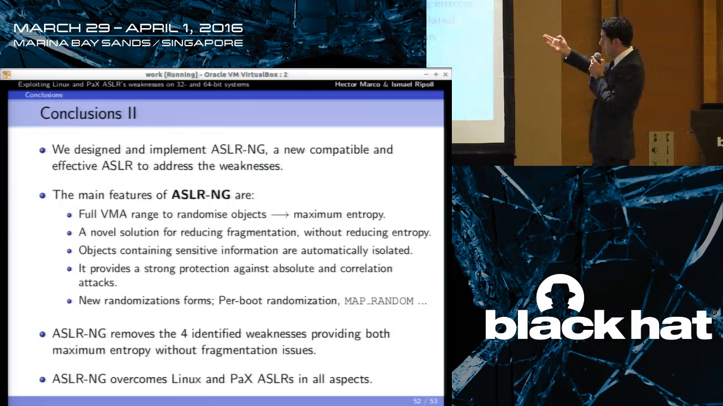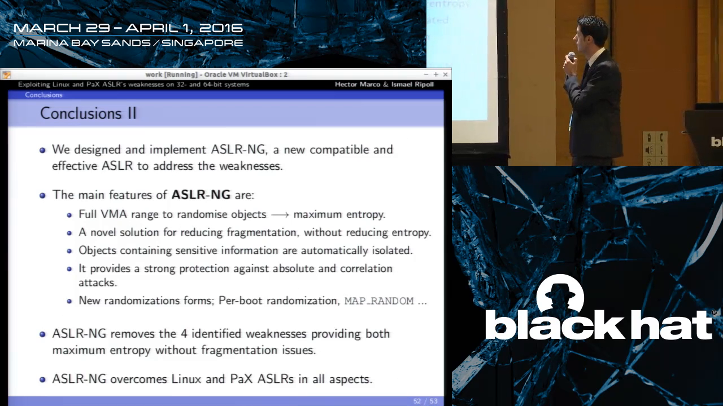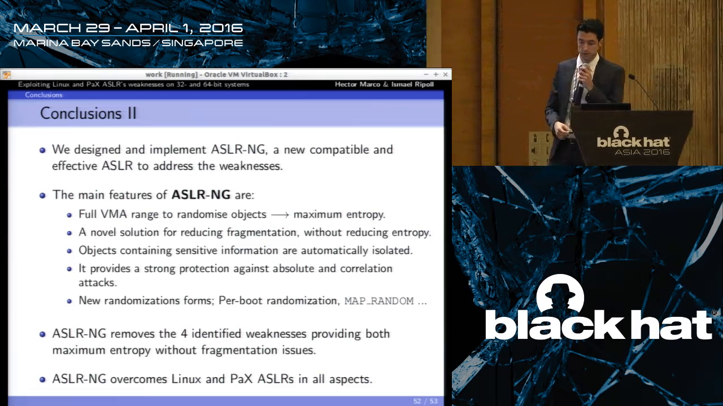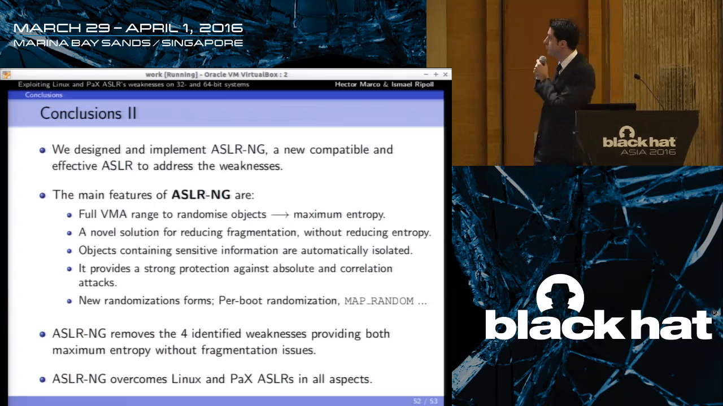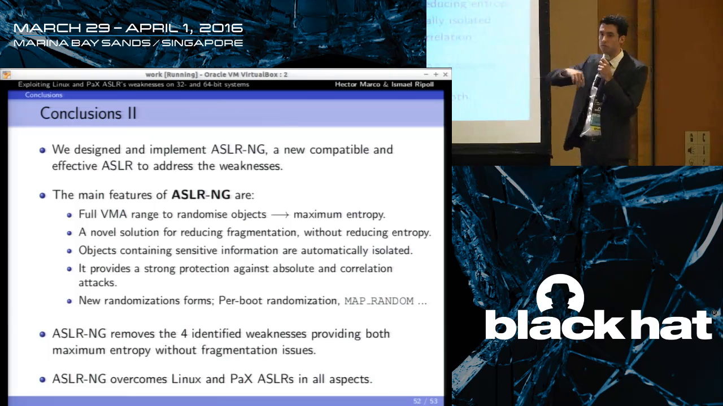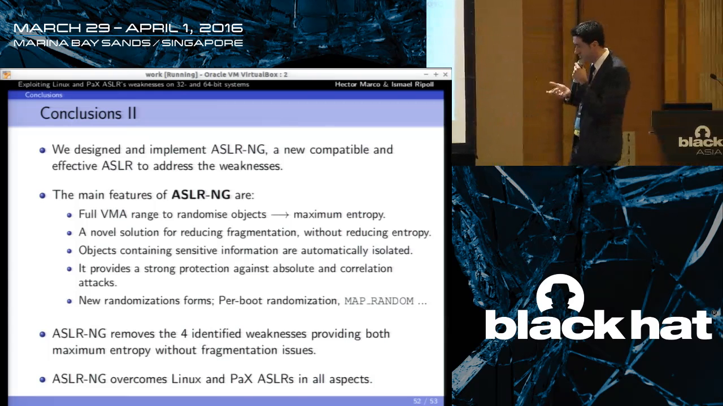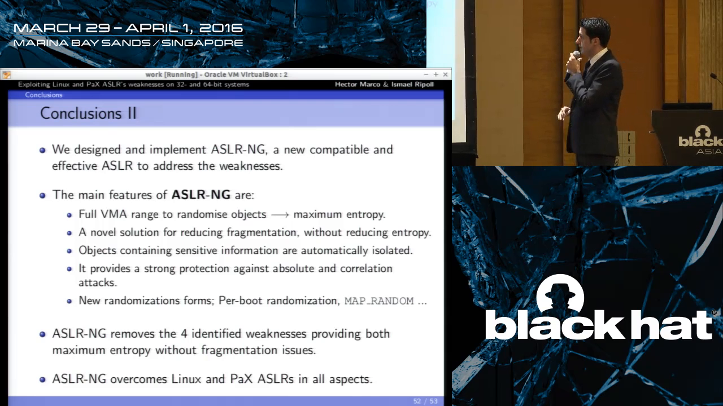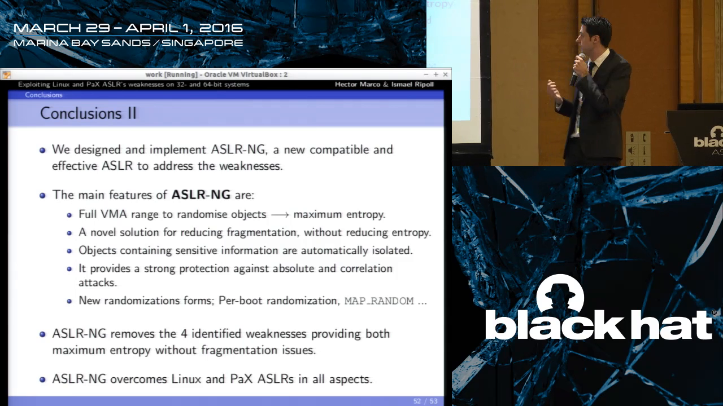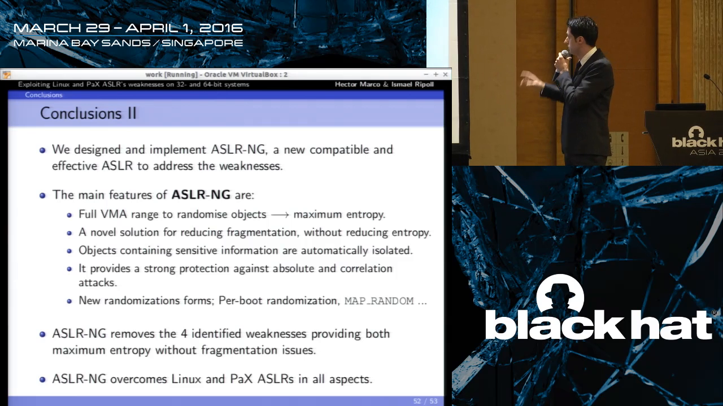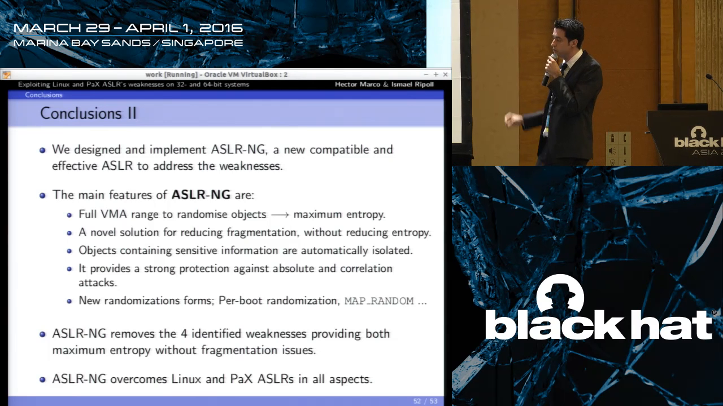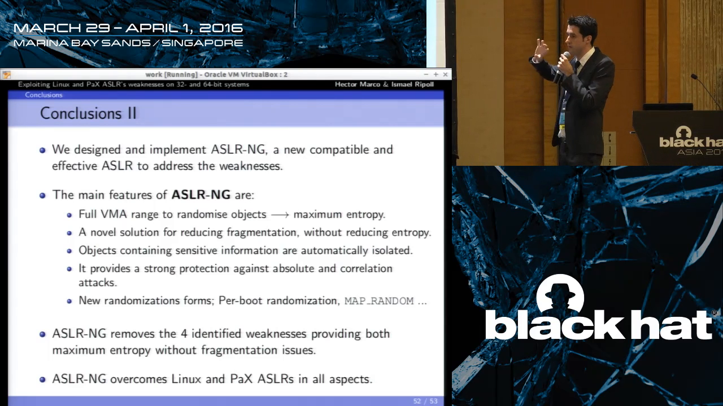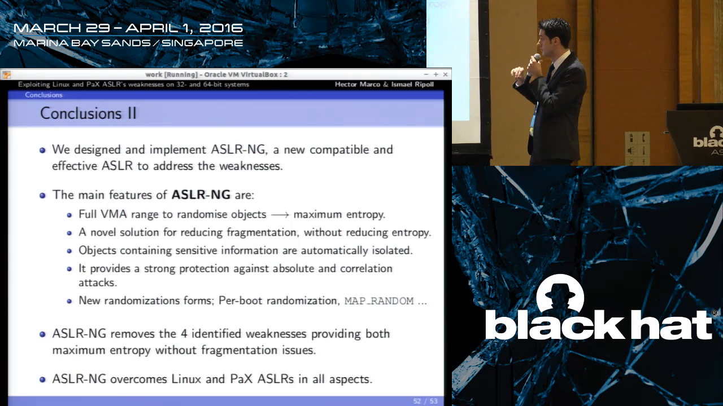So we have designed and implemented a new ASLR, which is compatible and effective, and addresses all the weaknesses we have described here. The main feature is that it is able to use the full virtual memory area to randomize objects. It's not limited. The stack is not in the top. The heap is not in the bottom. Okay. But to be usable, we have to solve the fragmentation by doing the pre-reserved area. And we introduce the concept of allocating objects of the same sensitivity in the same area, isolated from other objects.